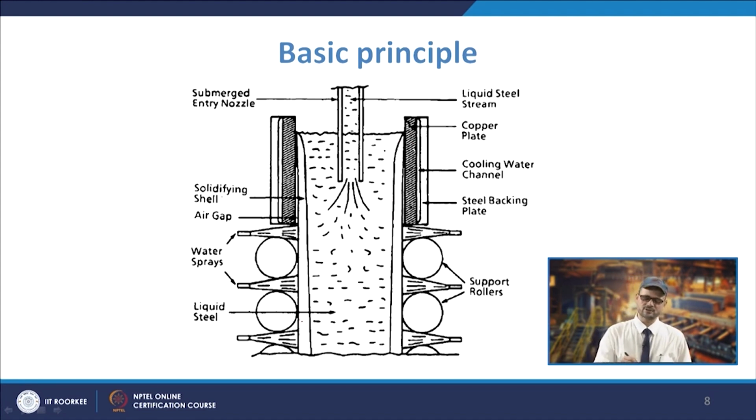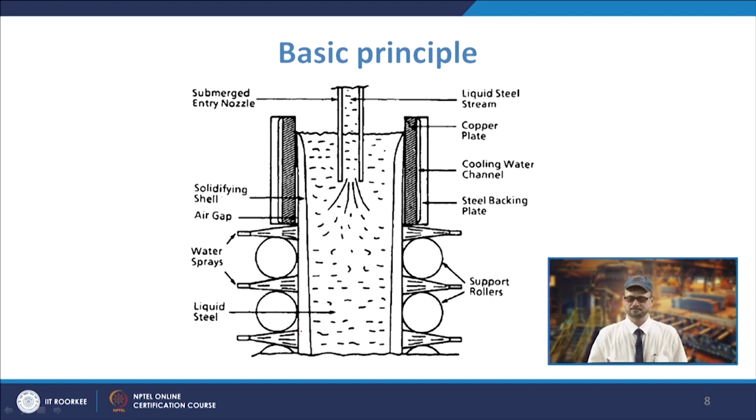Now, it is further going down, and then you have the rollers which will be supporting them. So, it has to basically move downward. So, these support rollers are there, and then you also have water sprays used basically to cool this strip. So, this is your end product which is coming down. You are applying these water sprays from here, and slowly the thickness of the solidified shell will go on increasing as it is moving on the rollers, and it is moving towards the exit.